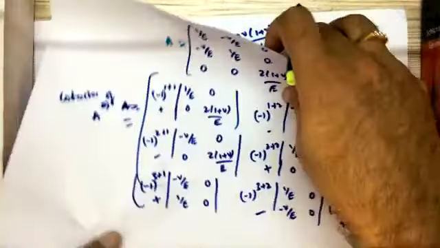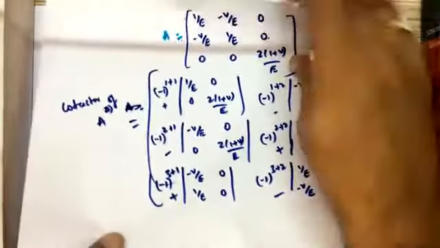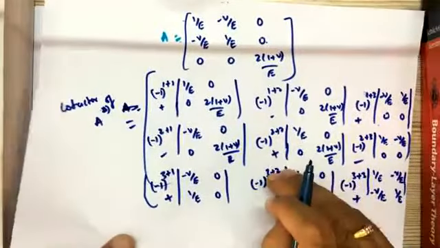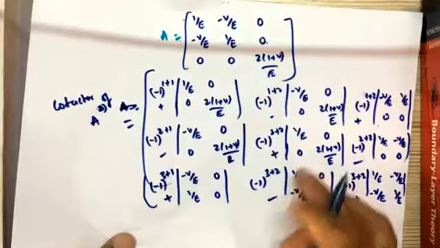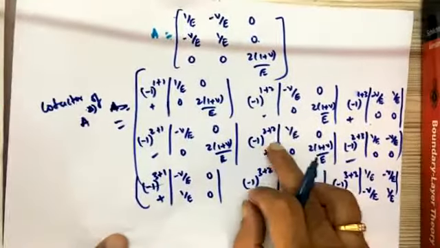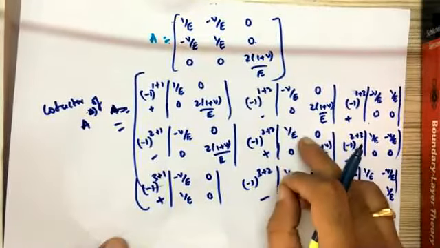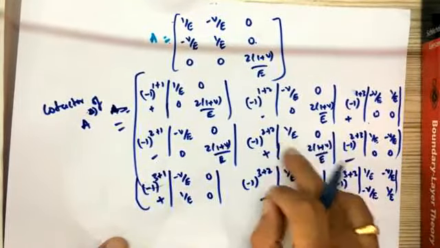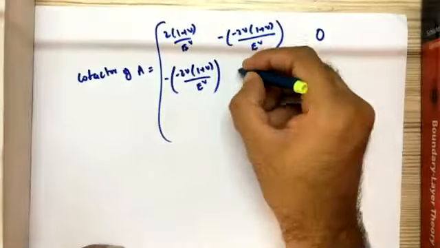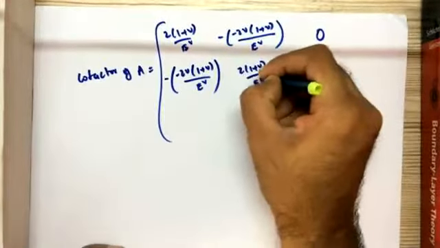Next, minus 1 whole power 2 plus 2, that is positive, 1 by e into 2 into (1 plus nu by e) minus 0 into 0 is 0. So what you will get, 1 by e into 2 into (1 plus nu by e) is 2 into (1 plus nu by e) square.